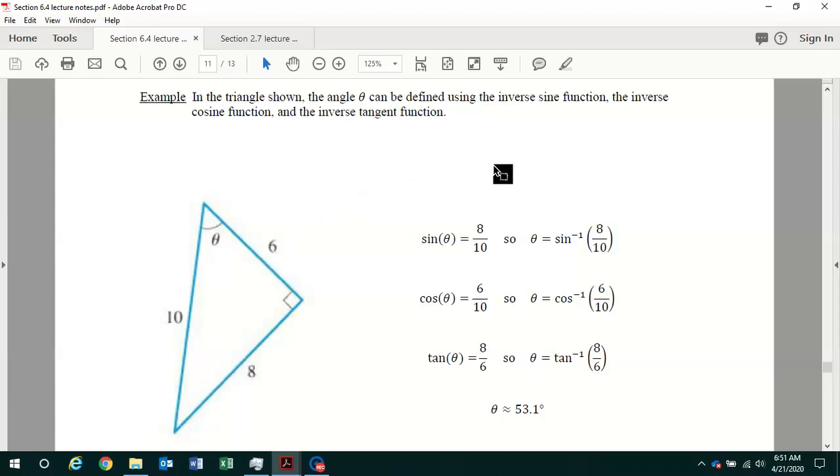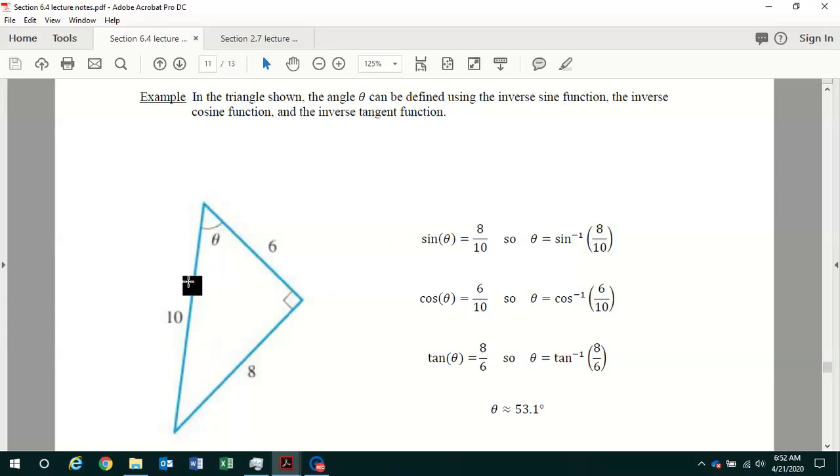Class, in this video, we pick up our discussion on section 6.4 in your textbook on the inverse trigonometric functions. So we're going to start here at the top of page 11 in your note packet. In the triangle shown, the angle theta can be defined using the inverse sine function, the inverse cosine function, and the inverse tangent function. So here's the angle theta.